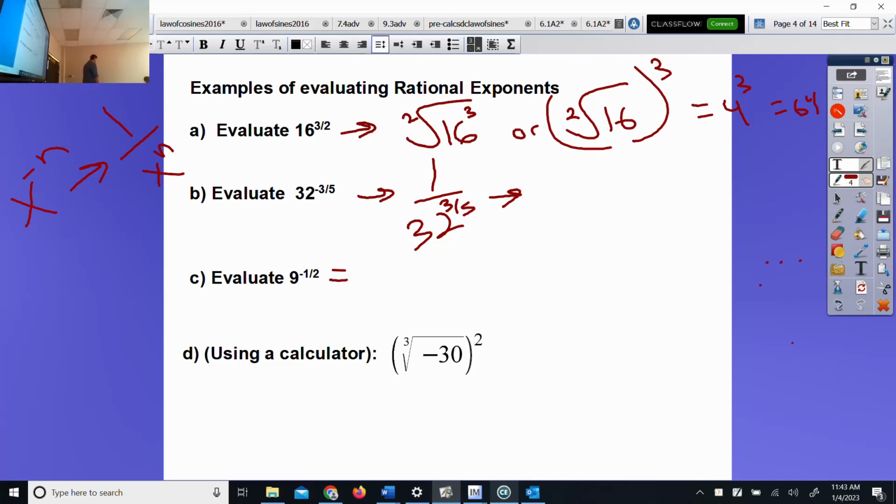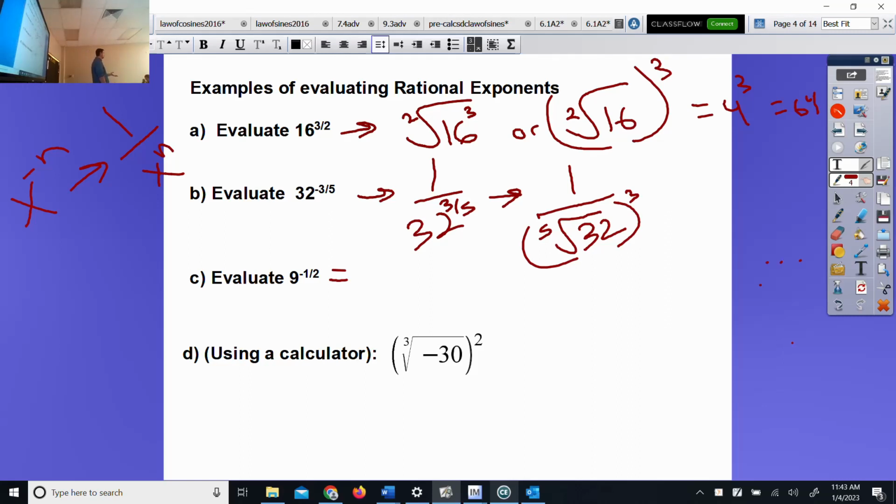Convert from the exponential notation to the radical form. What root? The 5th root of 32 to what power? Where do you want to put that power, inside or outside? Outside. Yeah. I hope you understand that. I know a lot of you don't even know what the 5th root of 32 is. But the 5th root of 32 cubed is going to be a lot worse.